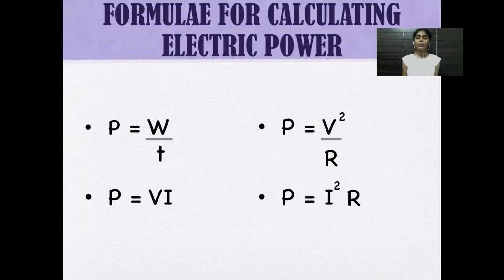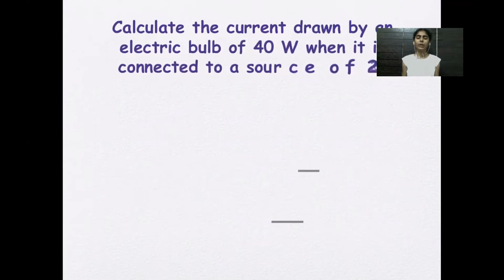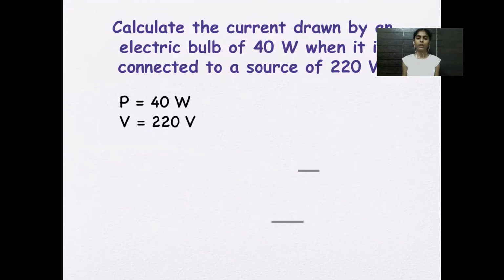Now, let us solve some problems based on what we have learned. The first problem which we have is shown here. Calculate the current drawn by an electric bulb of 40 watts when it is connected to a source of 220 volts. In this question, we've been given power and potential difference. That is, power is equal to 40 watts and potential difference is equal to 220 volts. And we've been asked to calculate the electric current, that is I.